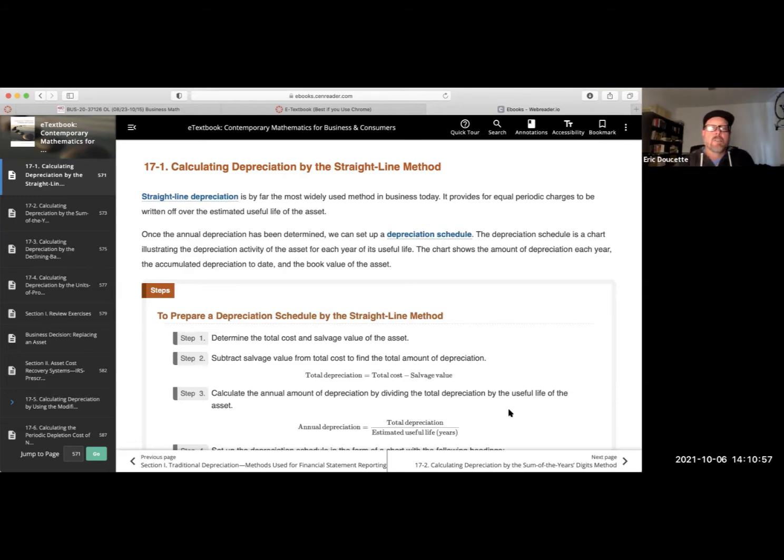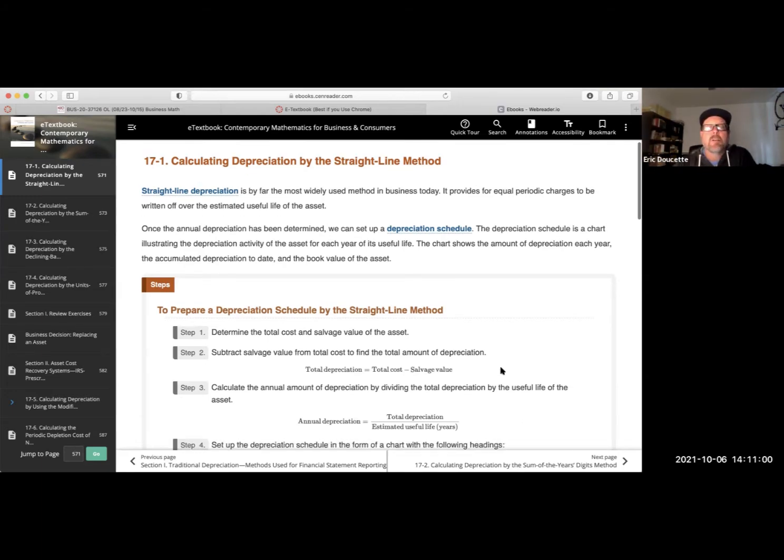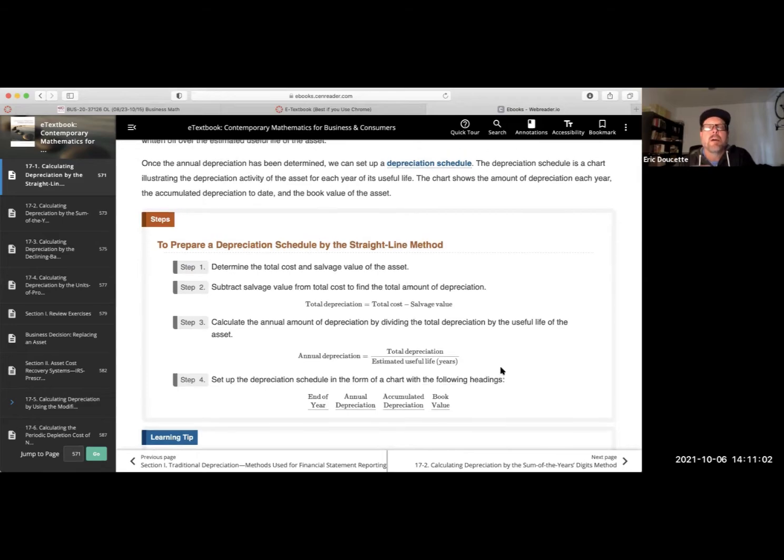The straight line method is pretty simple as far as the steps. You determine the total cost of your item, then you subtract the salvage value. Salvage value is what you believe it'll be worth at the end of its useful life. So, if you buy a truck for $25,000 and after 5 years you might say it's only worth $5,000, or maybe $3,000, that would be your salvage value. You subtract the salvage value from the total cost, so $25,000 minus, say, $5,000.